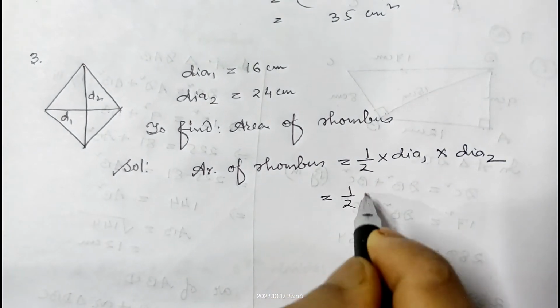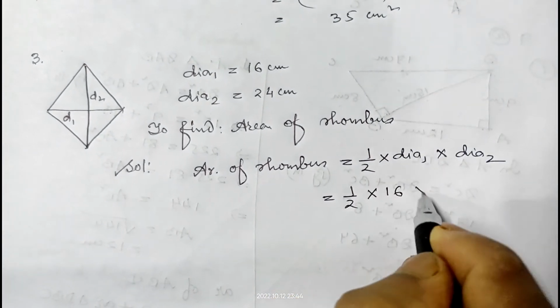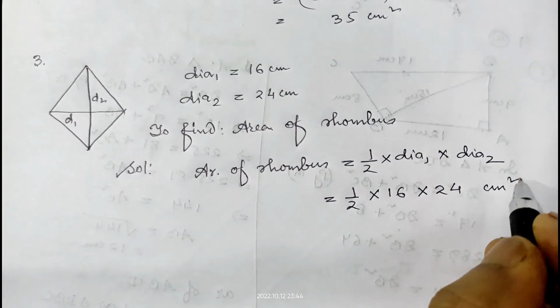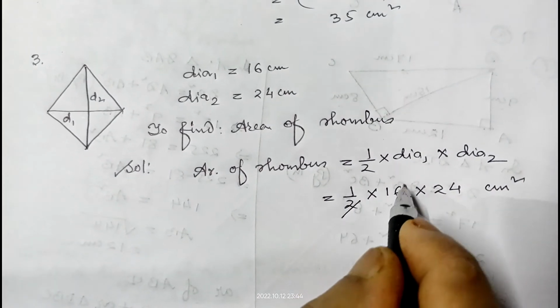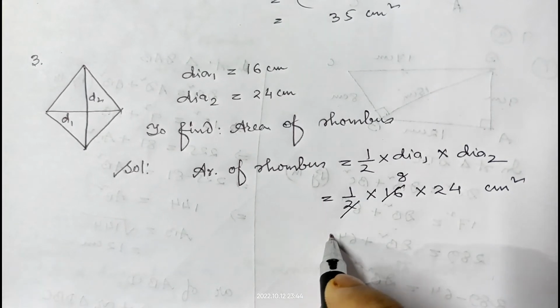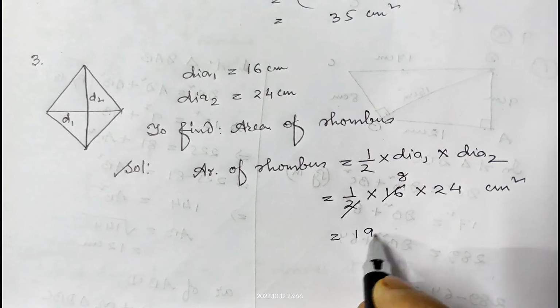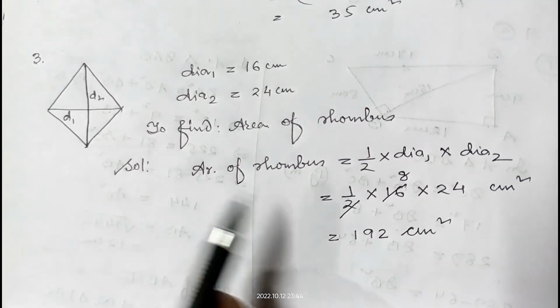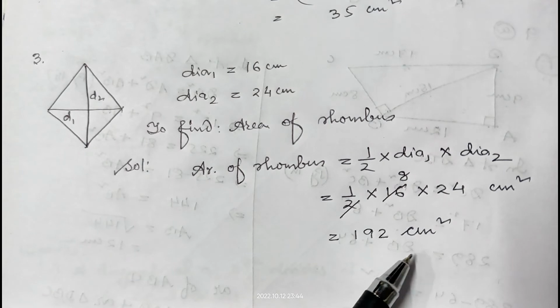So half into diagonal 1 is 16 centimeter, diagonal 2 is 24 centimeter. So here you have to write centimeter square. 2, I can cancel 8. So 8 2 is 16 and 8 into 24, it will give 192 centimeter square. Therefore, area of the rhombus is 192 centimeter square, and that's the answer.